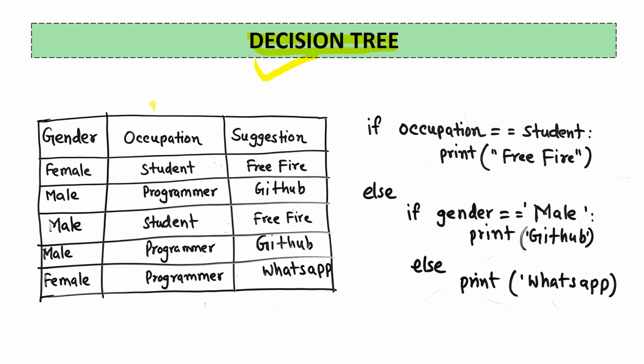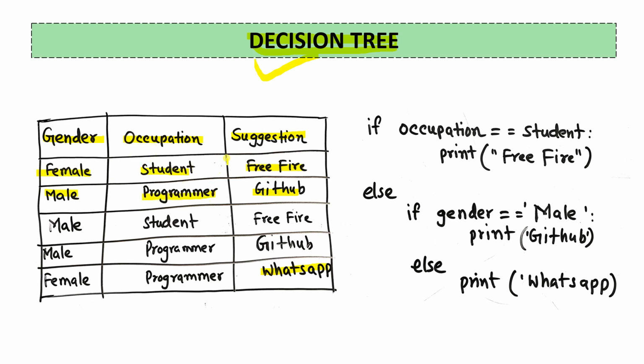So we have one table having some feature columns, like gender and occupation, and also some suggestions. In the suggestion block, you can see we have three suggestions: one is Free Fire, and then GitHub and WhatsApp. In the gender section, you have two genders, female and male. As well as in occupation, we have two occupations: one is a student and one is a programmer.